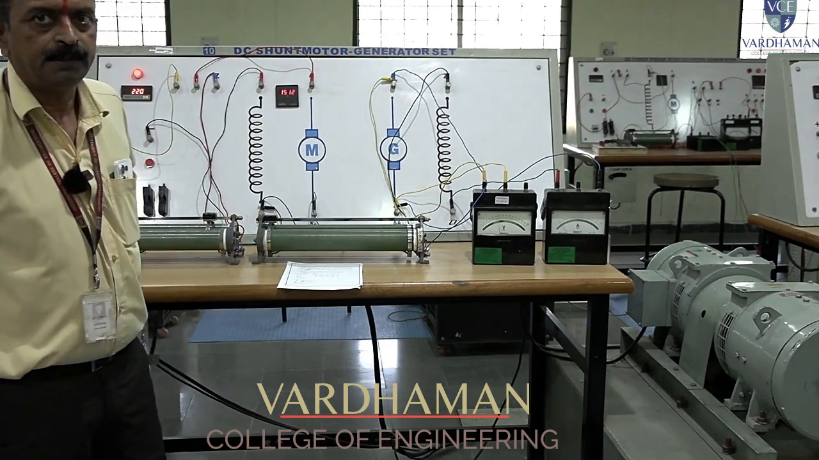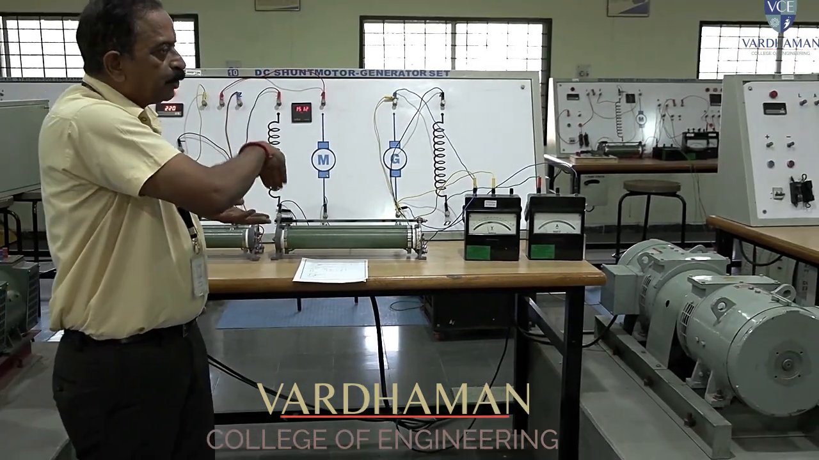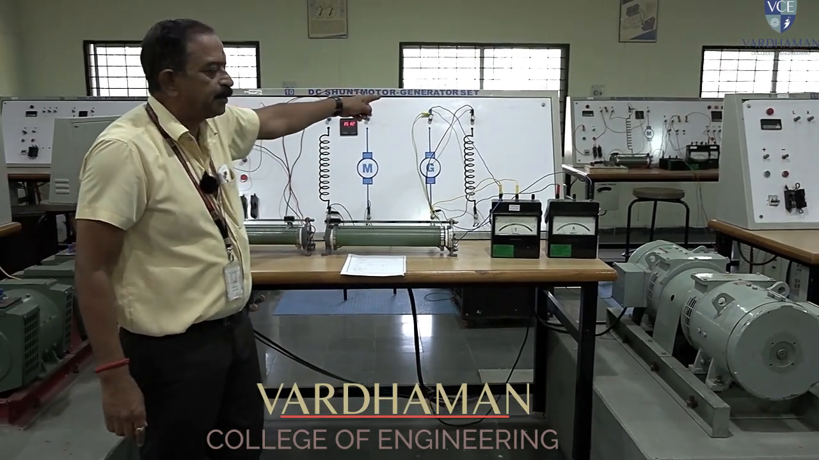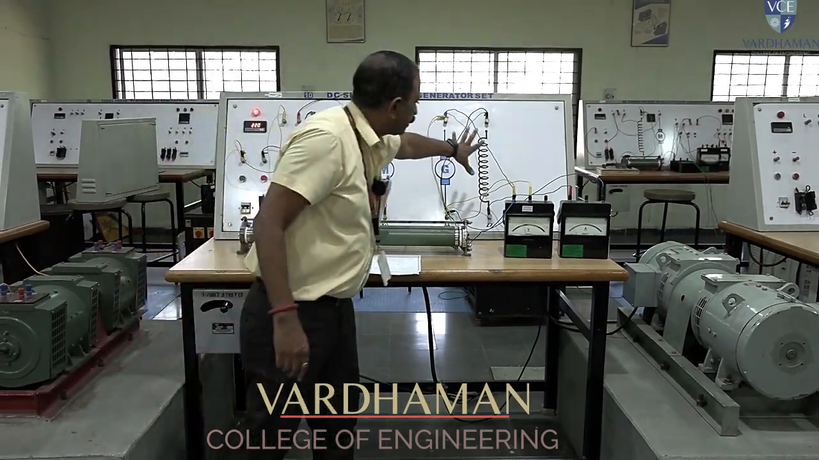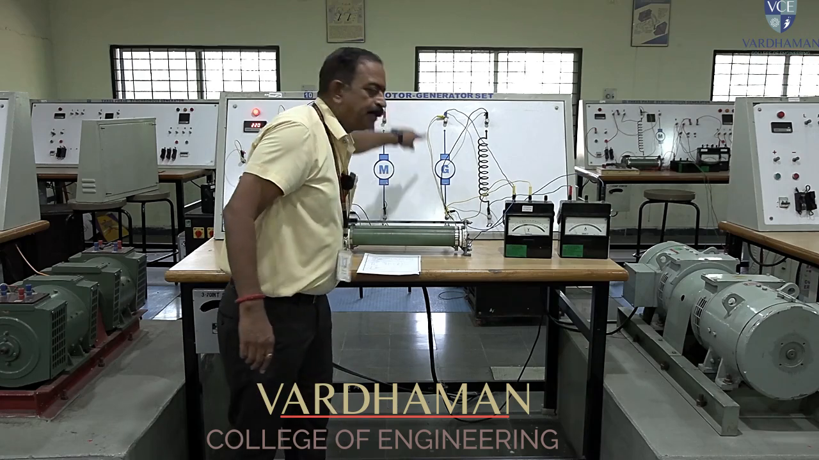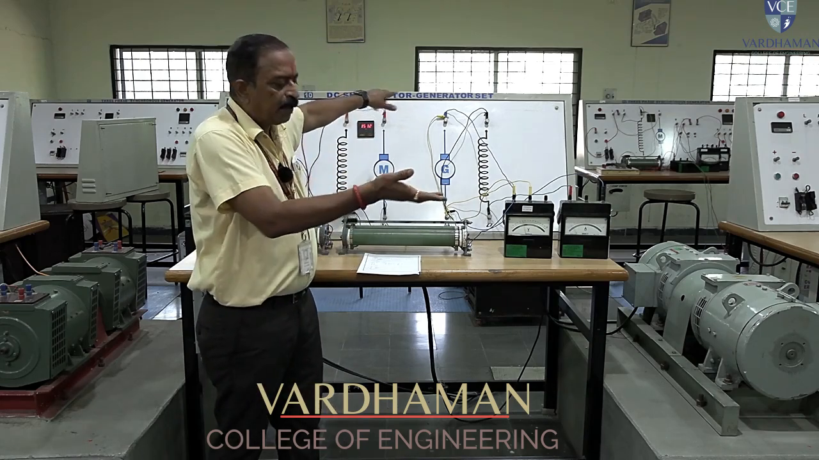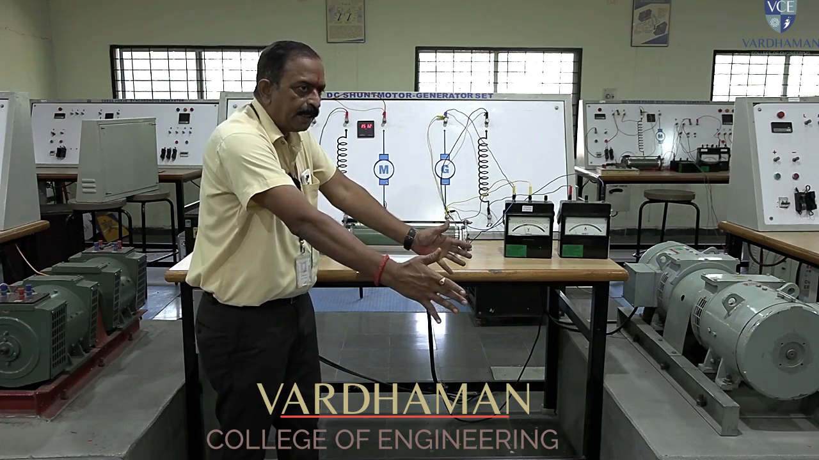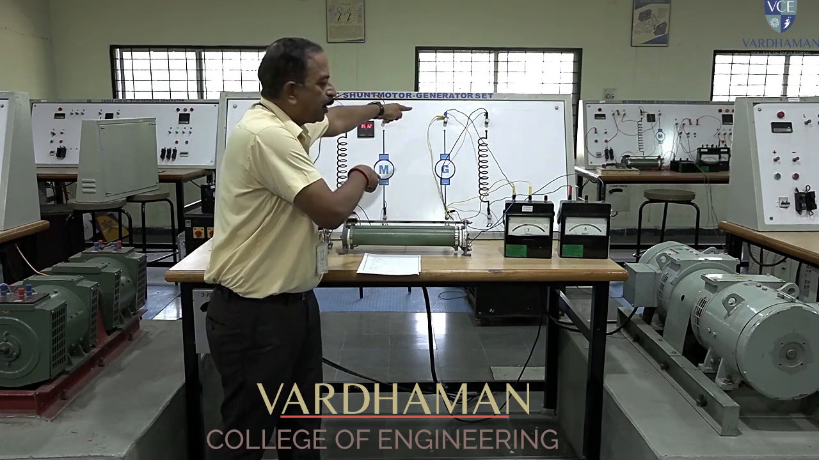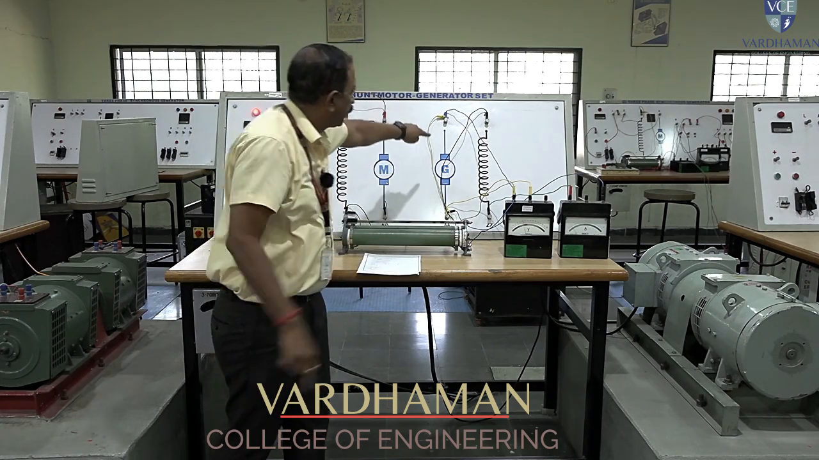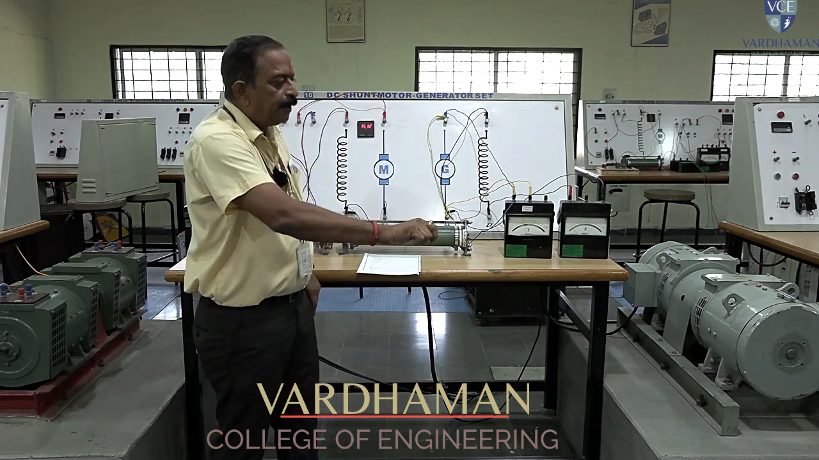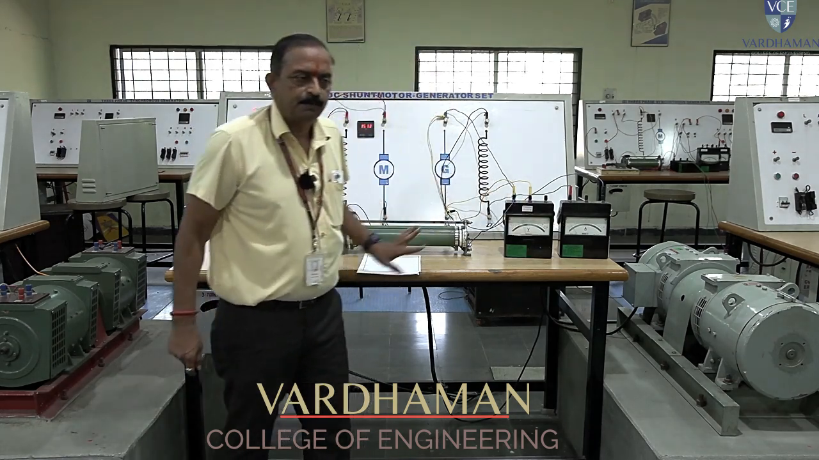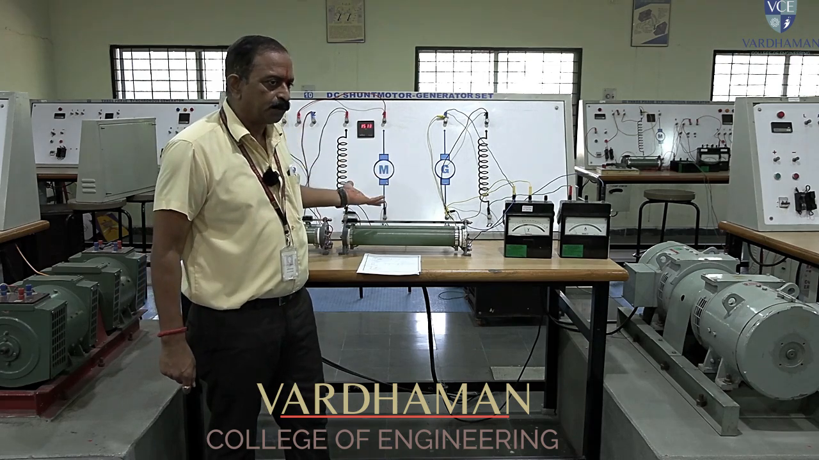That is the experiment. Connected to this experiment, there is another experiment, which is the load test on DC shunt generator. We have not connected any load to the induced voltage, but in the next experiment we are adding one rheostatic load box here, keeping that rheostatic load box on the induced voltage, slowly varying the load and observing the voltage value and current value. That is the next experiment connected to this.